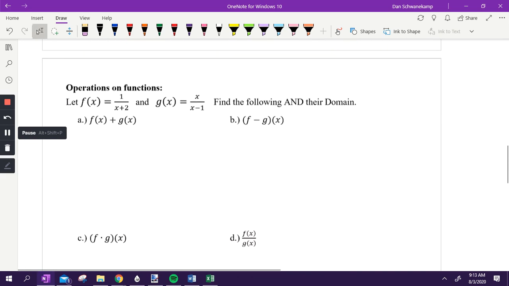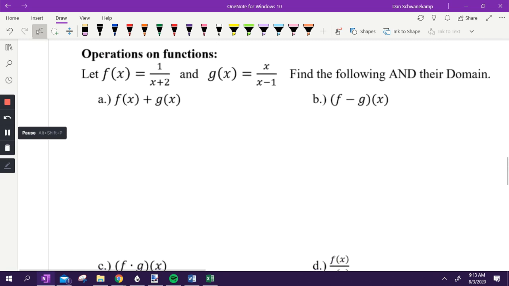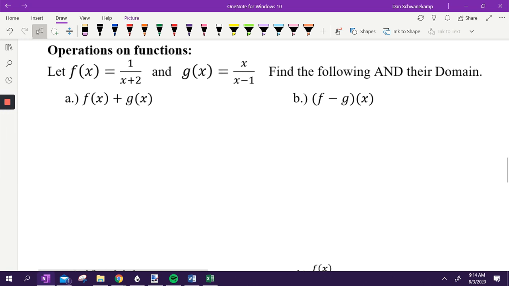All right, backside. On the backside here, we are doing operations on functions. In theory, this is super easy. I decided to be the biggest jerk of all time and give you really annoying ones on the backside here, but other than that, it's easy. Okay, so don't let the weird fractions throw you off and think this is hard.